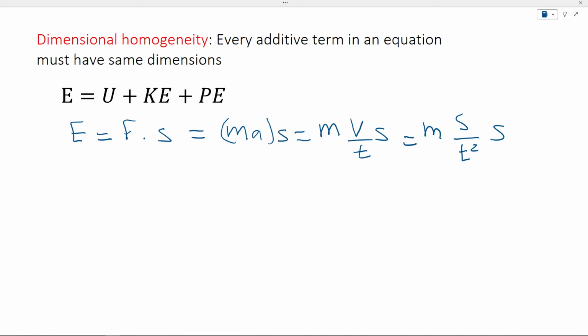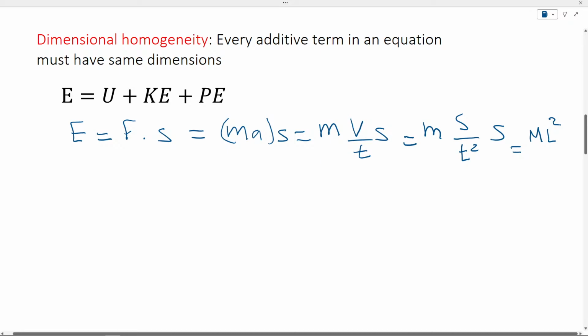What would be the unit of this? That gives me m, s is length squared, and t would be t to the minus 2. So that would be m, L squared t to the minus 2. Okay, so that is energy.